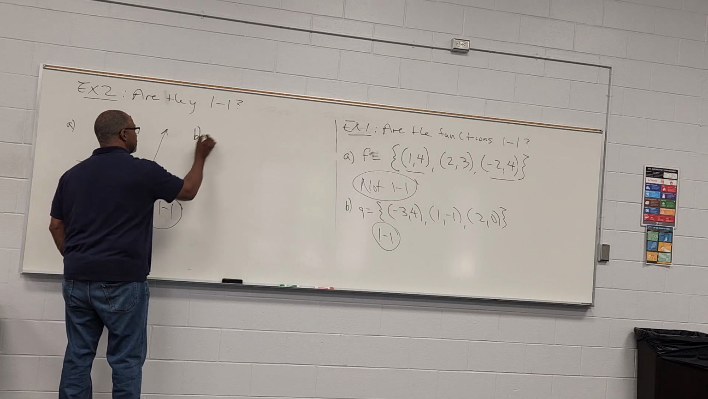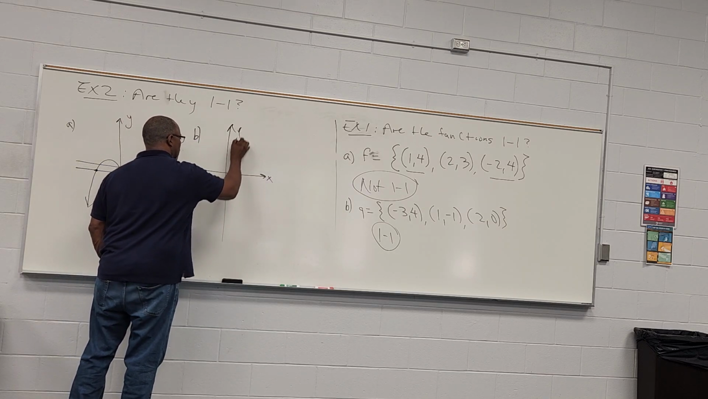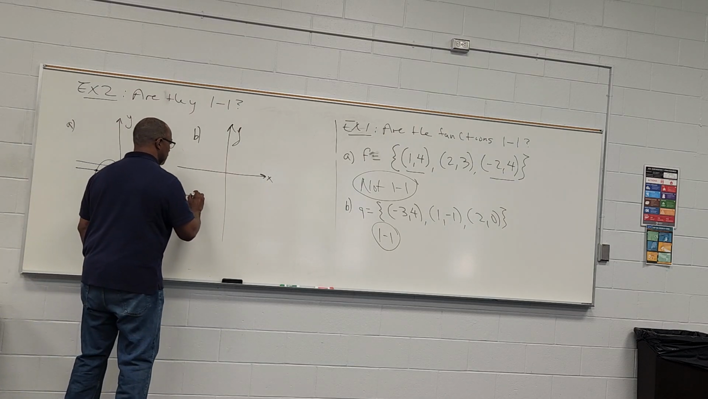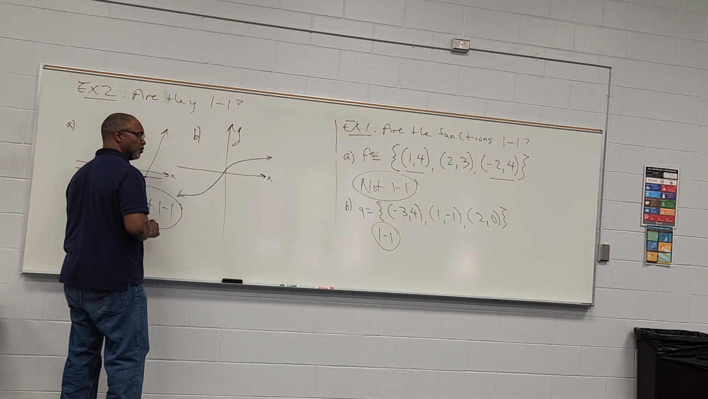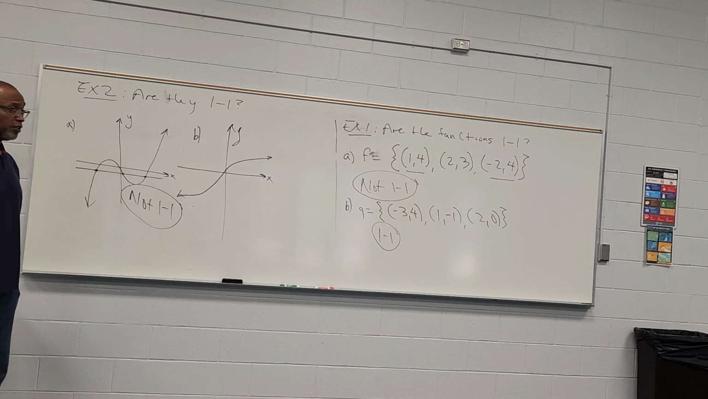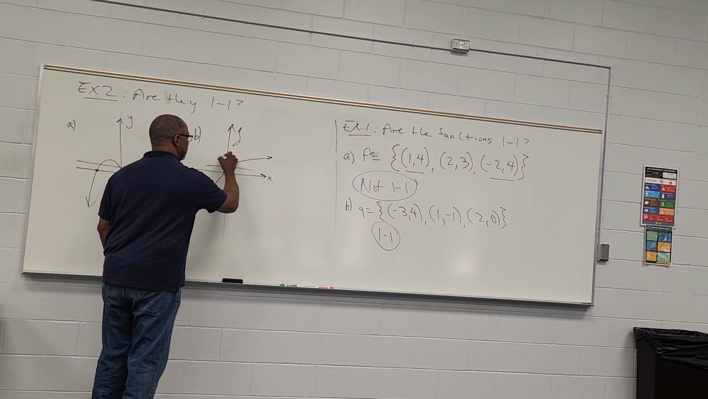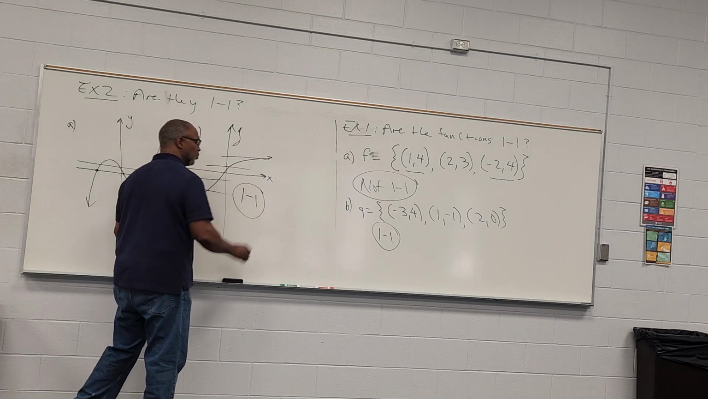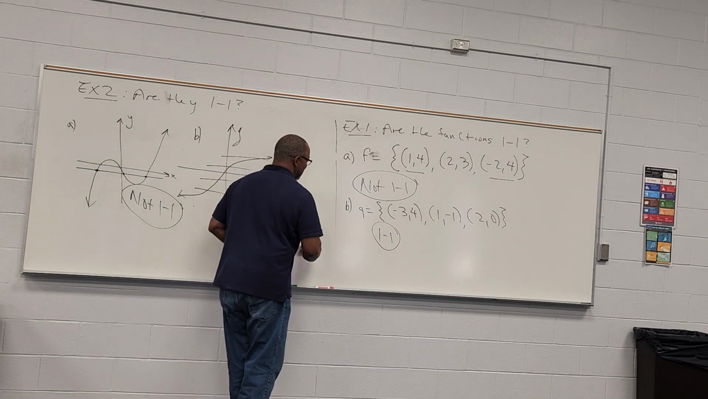B, x and y. There's my function. Both of these are functions. They pass the vertical line test, so they are functions. And now any horizontal line I want to draw anywhere in the plane, it'll hit it only one time. So this is a one-to-one function. Okay? And finally, C.